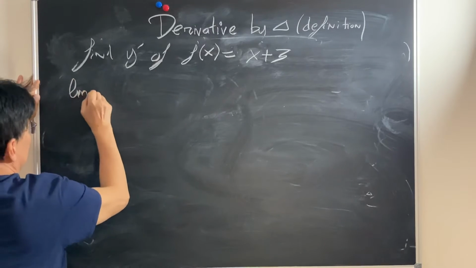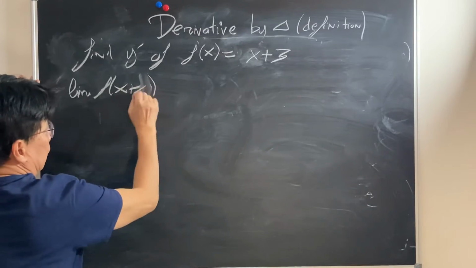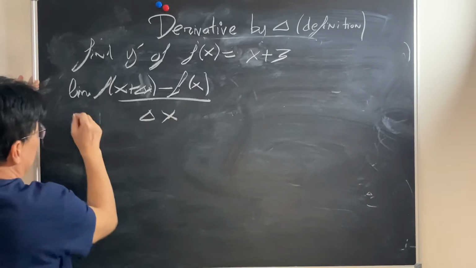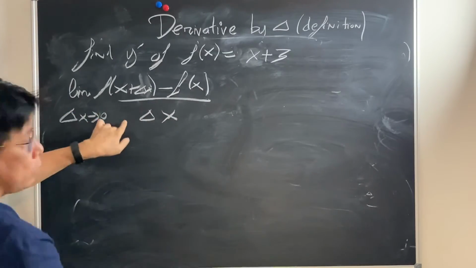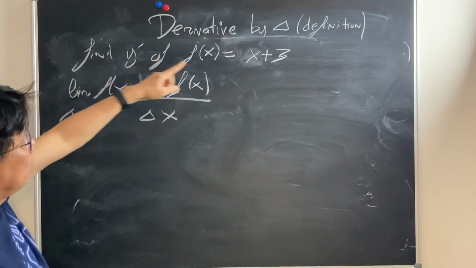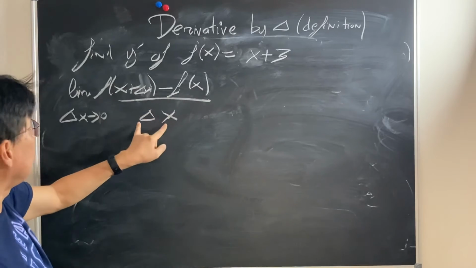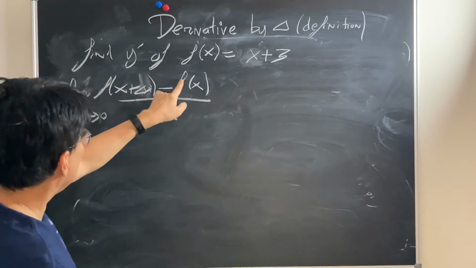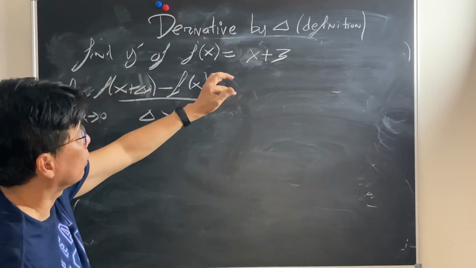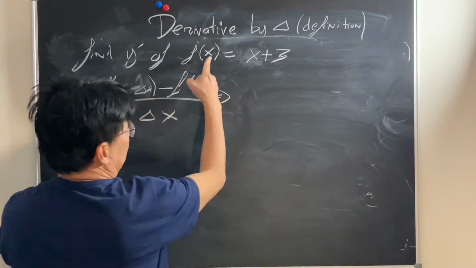We have the definition: limit of f of s plus delta s minus f of s, divided by delta s, as delta s goes to 0. Always use this definition. This is the derivative using the definition, using the delta method. Also make sure f of s is continuous in the domain.